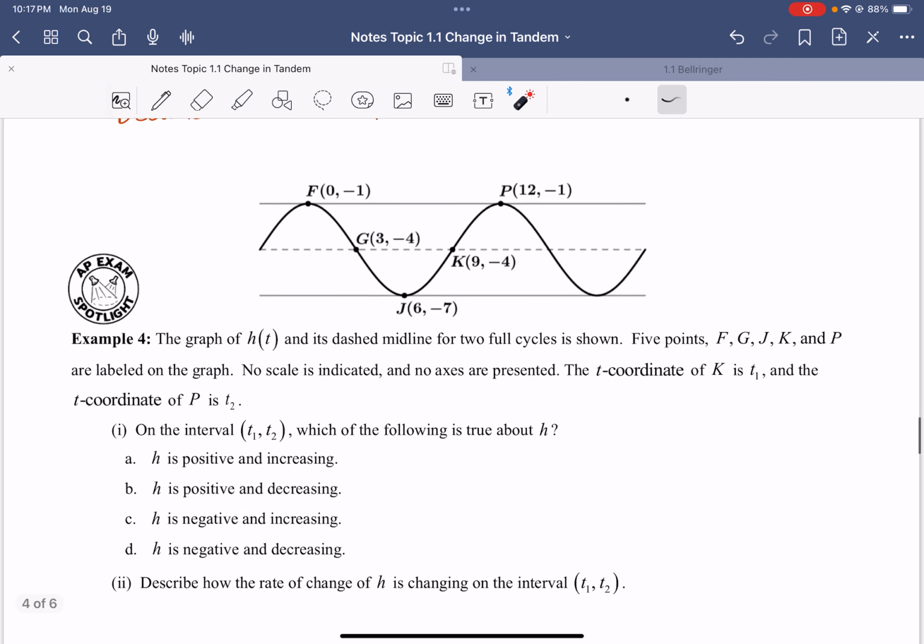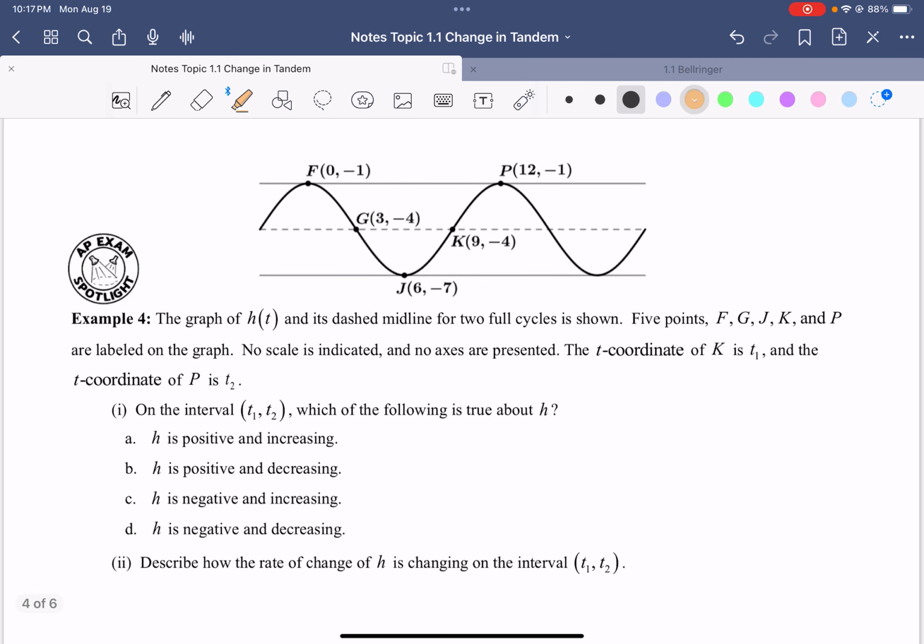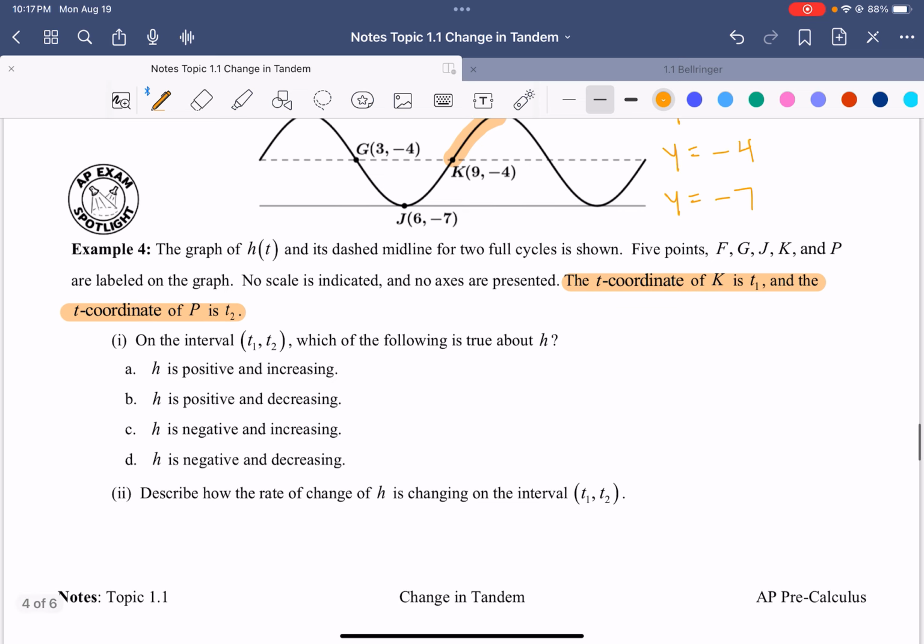Okay, let's try that one more time. It's a similar problem, but now we have different coordinates. So remember, you're going to want to pay attention to the last sentence. On this one, they want you to look from K to P. So I'm going to highlight that segment on my graph. Remember, you also want to annotate whatever your y values are on the side. So I see that my highest y value is -1, the middle is at -4, and the lowest y value is at -7.